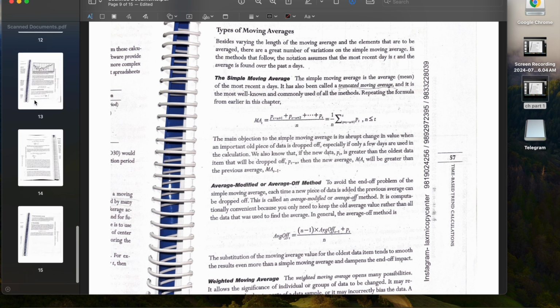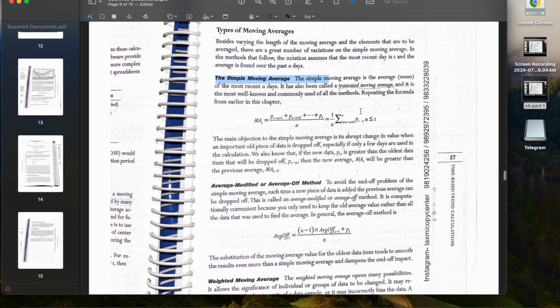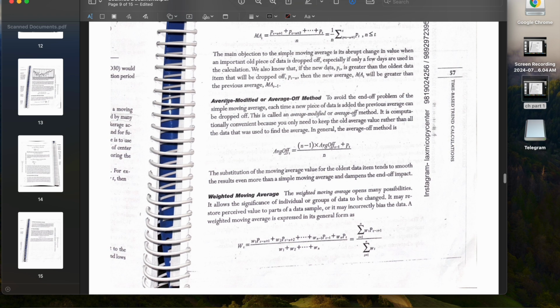Now types of moving average. So the first thing which we have is the simple moving average. Simple moving average is just the basic moving average which we've already discussed. The issue which comes when we use a simple moving average is the drop off effect. And then we have the average modified moving average.